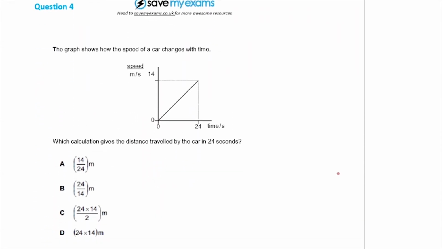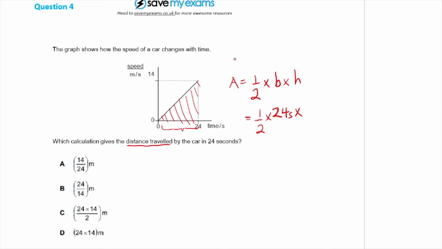Number 4. The graph shows how the speed of a car changes with time. What calculation gives the distance traveled by the car in 24 seconds? So this is a speed time graph. The car travels for 24 seconds. So the distance traveled means we are going to find the area under that graph. It so happens to be a triangle, so the area under that is going to give us a half times the base times height, which is going to give us a half times the base, which so happens to be 24 seconds, multiply that by the height, which is 14. So you realize that from what we have here, this is 24 times 14, divide that by 2. And that is coinciding with this. The answer is C.